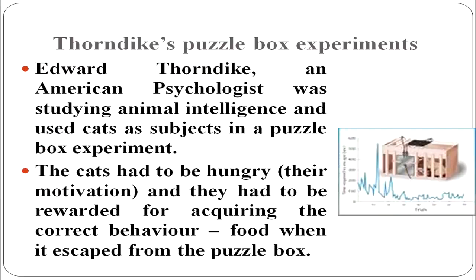Edward Thorndike was an American psychologist who conducted many experiments on cats by putting them in a cage or a puzzle box. The puzzle box had a latch that had to be pushed up by the cat to get out of it. The cat was hungry and a fish was put outside for it to take. The cat had to be hungry and rewarded for acquiring the correct behavior, food, when it escaped from the puzzle box.